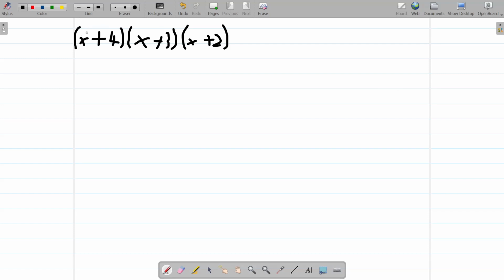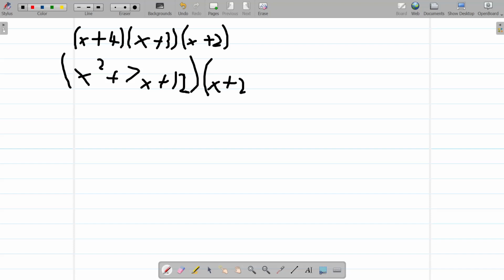So work from left to right, and just ignore the x plus 2 bracket for now. We're just going to focus on x plus 4 and x plus 3. So we'll just do that as normal. So it'd be x squared plus 3x and then plus 4x. So we'll just group that together already, plus 7x and then plus 12. And then we've still got that bracket at the end, but what we can do is just add that on at the end.